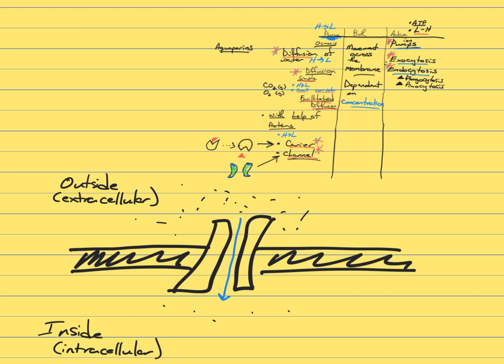Facilitated diffusion. How are things moving? From high to low. Facilitated diffusion, no extra energy required. Those three things I knew just by a picture, without any words. Things are moving from high to low, so I know it's passive. I know it requires no extra energy. I know there's a channel protein, so I know it's facilitated. Done. Easy. These are easy questions if you know what you're talking about.